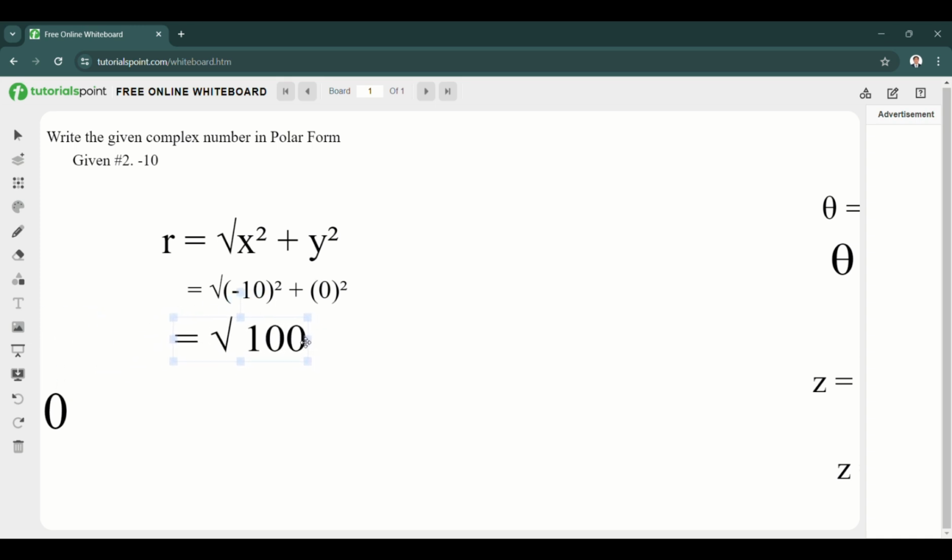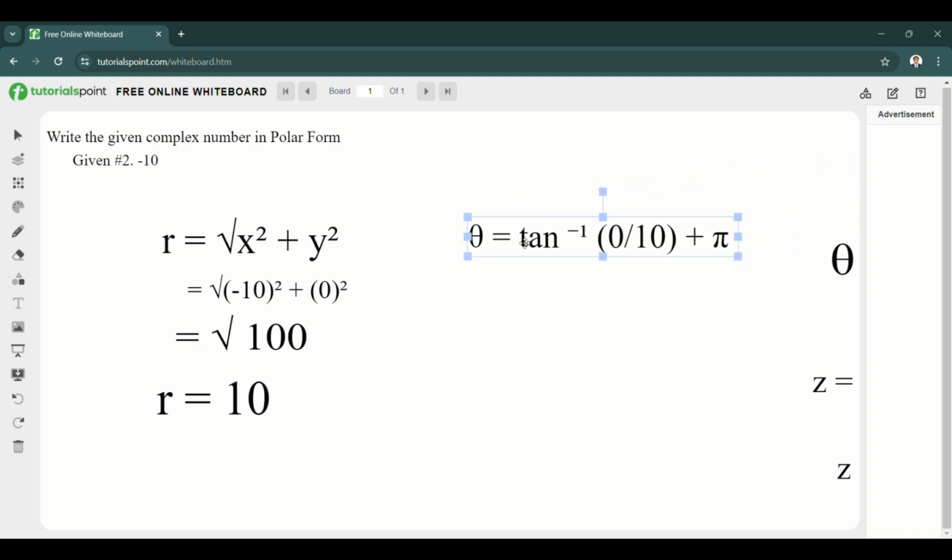Then next step is the negative 10 squared. So negative 10 squared is equal to 100, and the square root of 100 is equal to 10. So r is equal to 10. The next step is to find the value of the theta, which is this equation. Theta is equal to arctangent of 0 over 10.